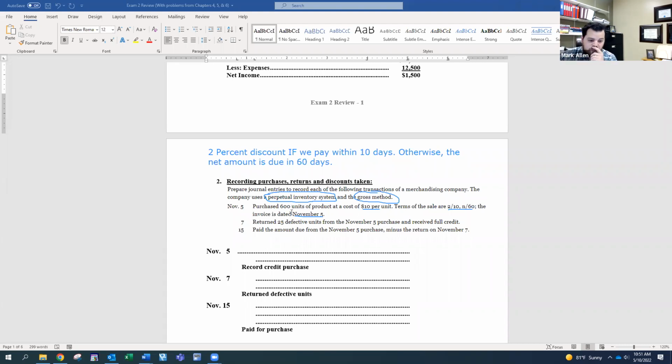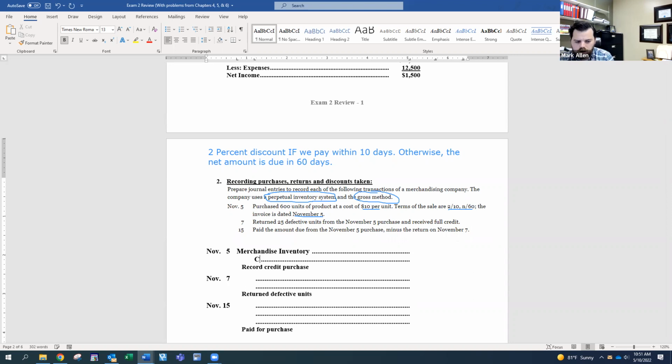Now, in this case, we purchased the 600 units, $10 a unit, terms of the sale, 2/10, net 60, invoice dated November 5th. So we're going to come in and we're going to look at what this entry is going to look like. Well, we bought some inventory. So we're going to debit merchandise inventory, or just inventory. And of course, this was on account, so I'm going to credit cash. Is that right? Should I credit cash?